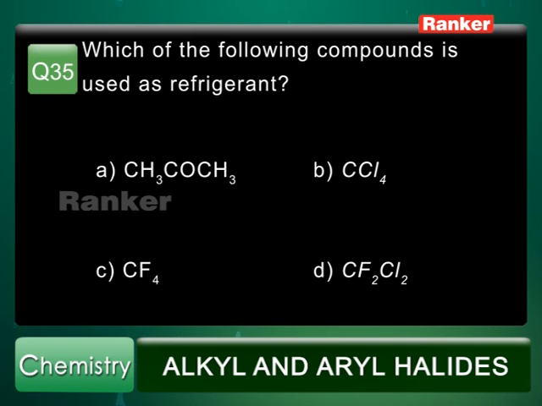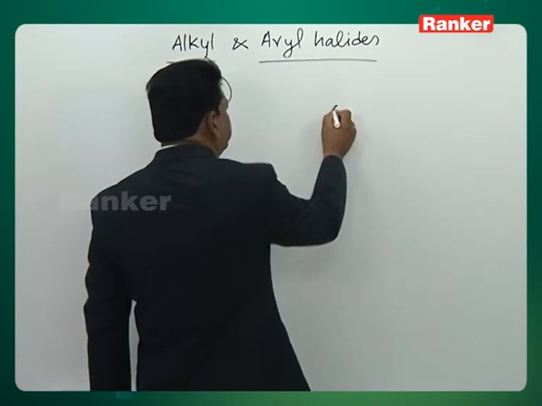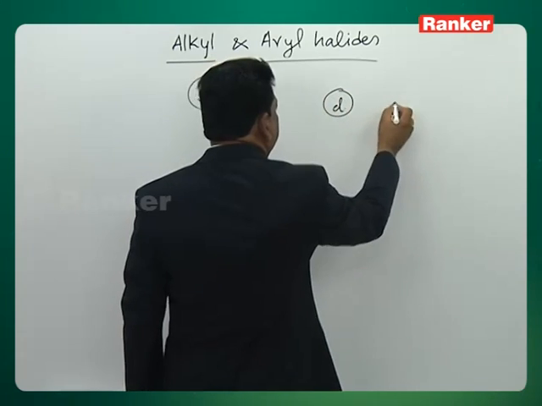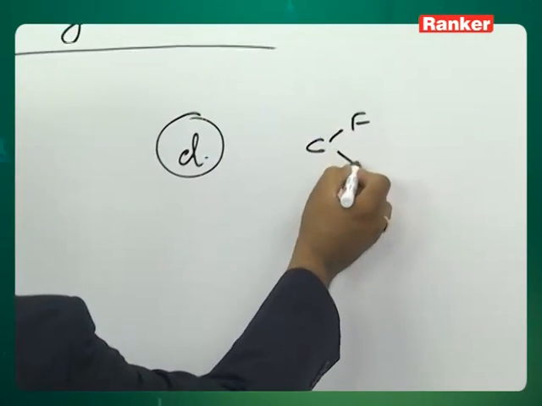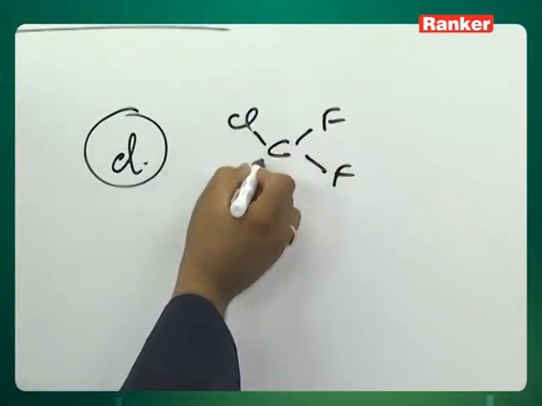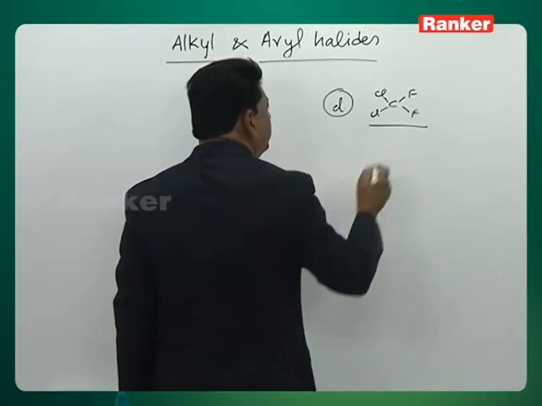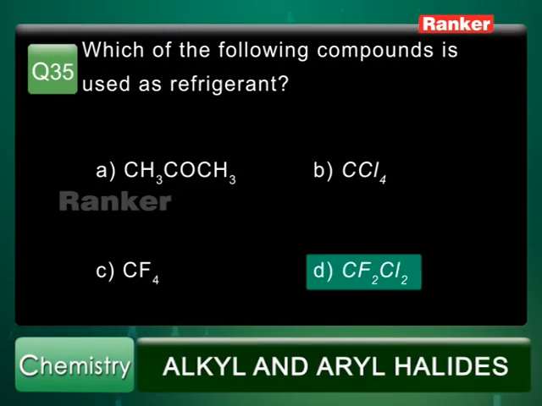Option B, tetrachloromethane. Option C is tetrafluoromethane. Option D is the fluorinated, chlorinated compound. So the answer goes to D. That is, 2 fluorines are there and 2 chlorines are there. Fluorochlorocarbons are specifically used as refrigerants. So option D is the right answer.